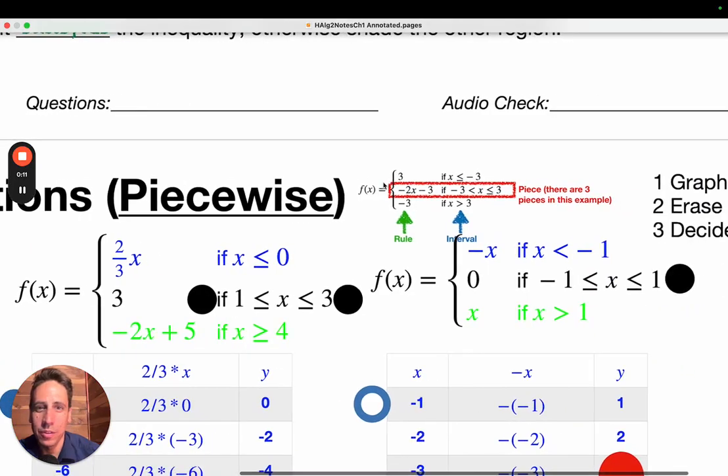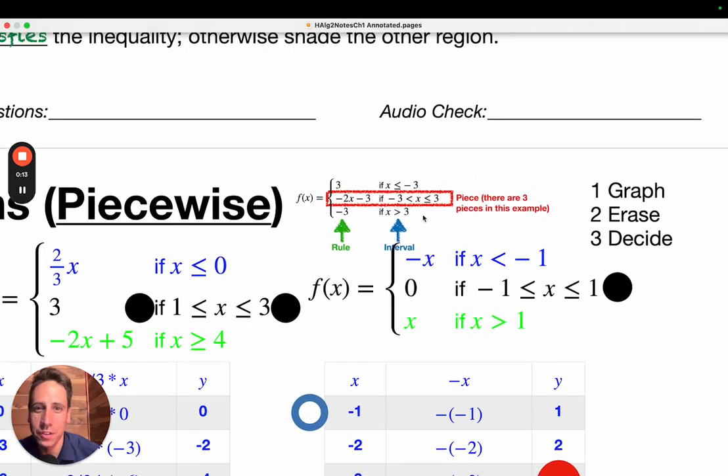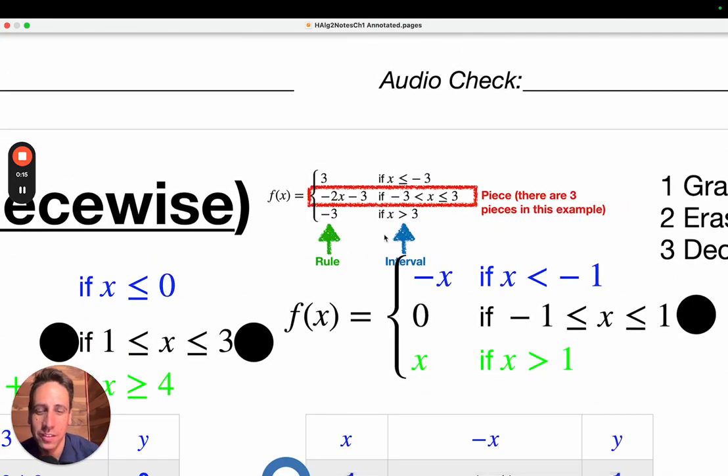Section 1.6, special functions, piecewise functions to be specific. So what is a piecewise function? A piecewise function is defined kind of like this. It's got pieces, and everything in this red highlight is one piece, and there are three pieces in the example: the top piece, the middle piece, the bottom piece.